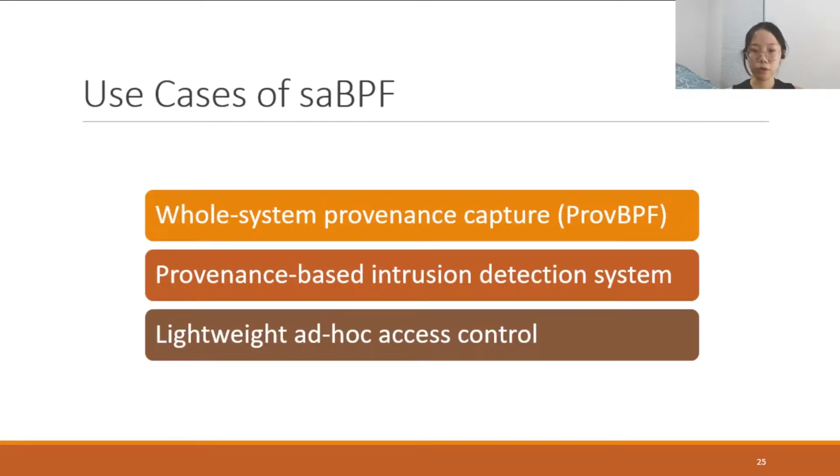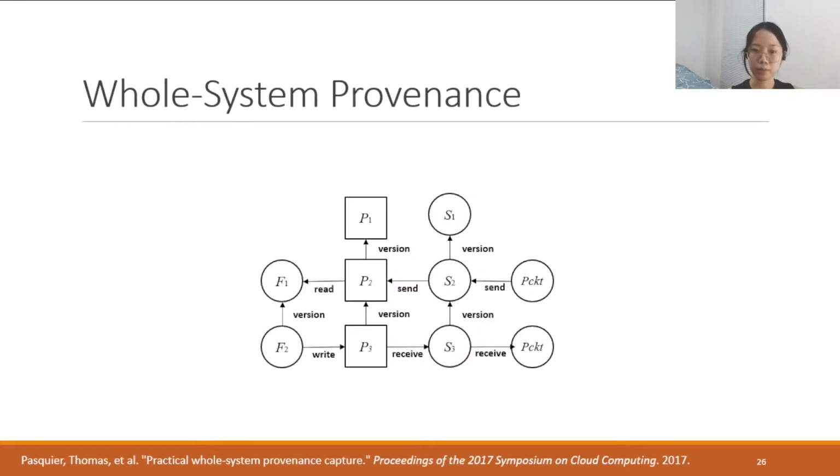We demonstrate three use cases of saBPF. First, we implement profBPF, a whole system provenance capture mechanism built upon saBPF. And we also use saBPF to do things like intrusion detection and access control. But unfortunately, due to time constraints, we will not be discussing the last use case, but the details of it are discussed in the paper.